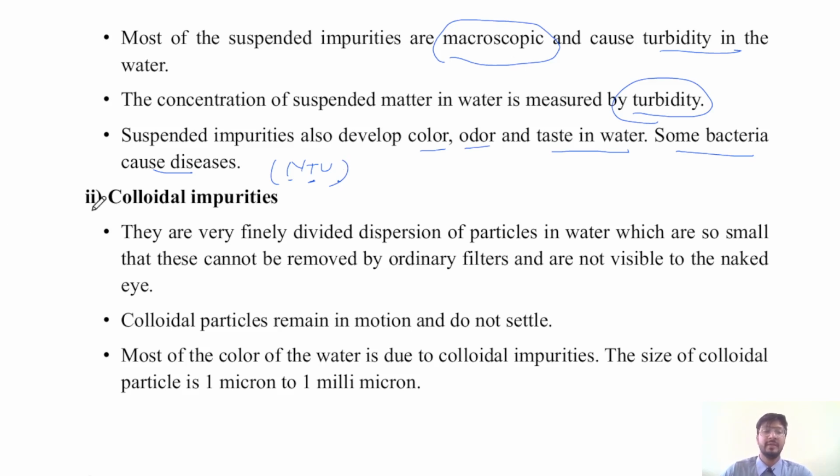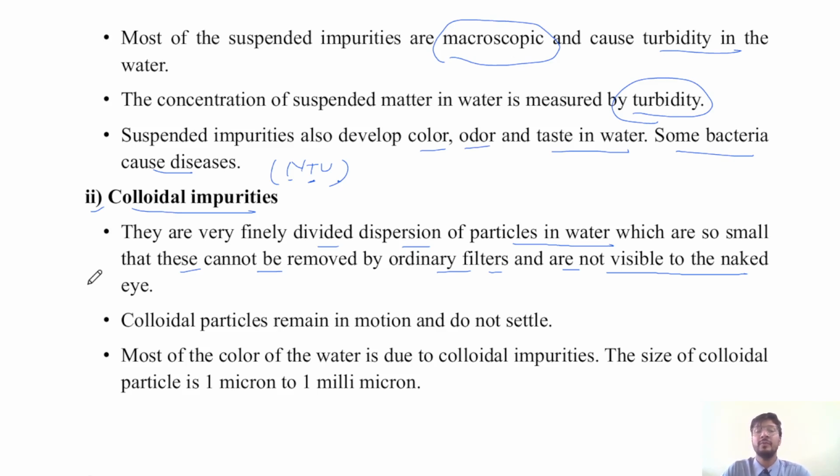And second impurities is colloidal impurities. They are very finely divided dispersions of particles in water which are so small that they cannot be removed by ordinary filters and are not visible to the naked eye. These are extremely fine particles. Their size is between 1 micron and 1 millimicron. Colloidal particles remain in motion and do not settle.